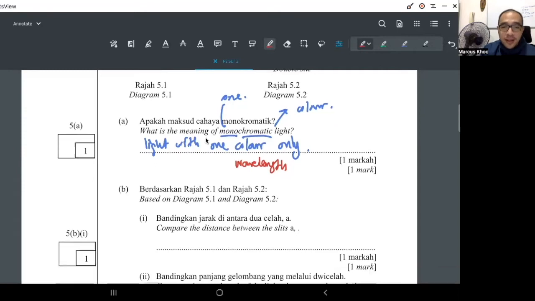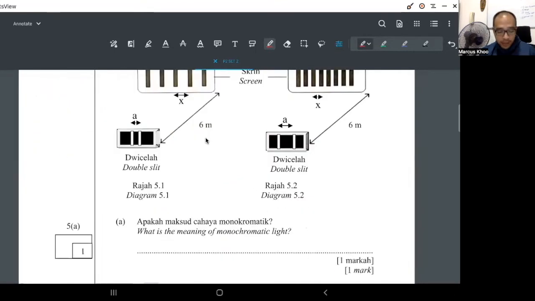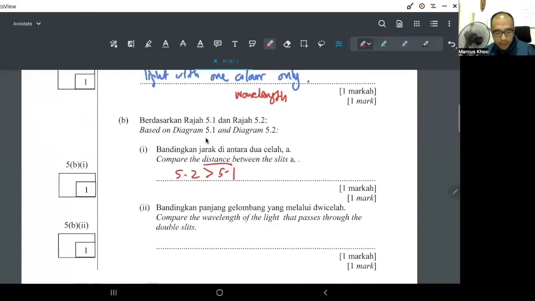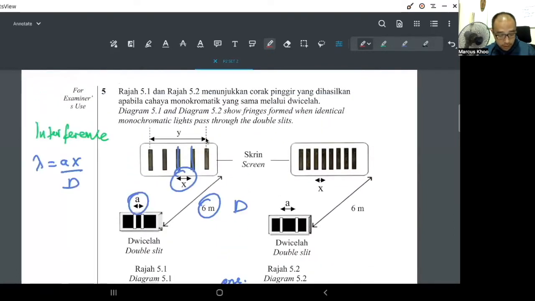Anyway, now compare the distance between the slits, a. I'm not going to waste time. Obviously 5.2 is bigger than 5.1. You can see this from here. The wavelength of the light that passes through the double slits, is it given?